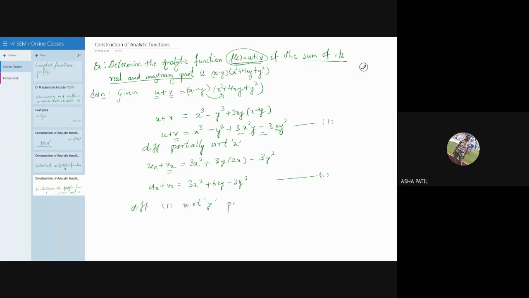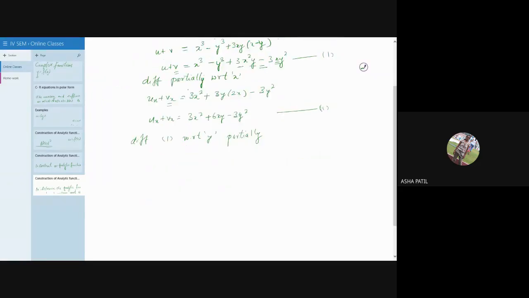With respect to y partially. So, what it becomes? LHS, derivative of u with respect to y, derivative of v with respect to y. It is uy plus vy. Now, what we get on the RHS?